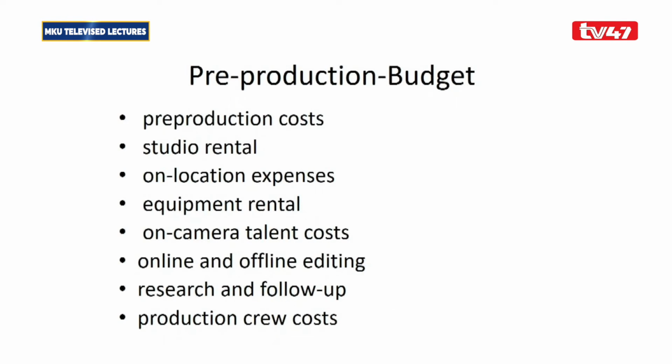Offline editing is when you first do the shooting. You shoot first, then later you get that footage, you go to your editing machine, and you edit the entire production, inserting the credits, the titles, the transitions, and all that.